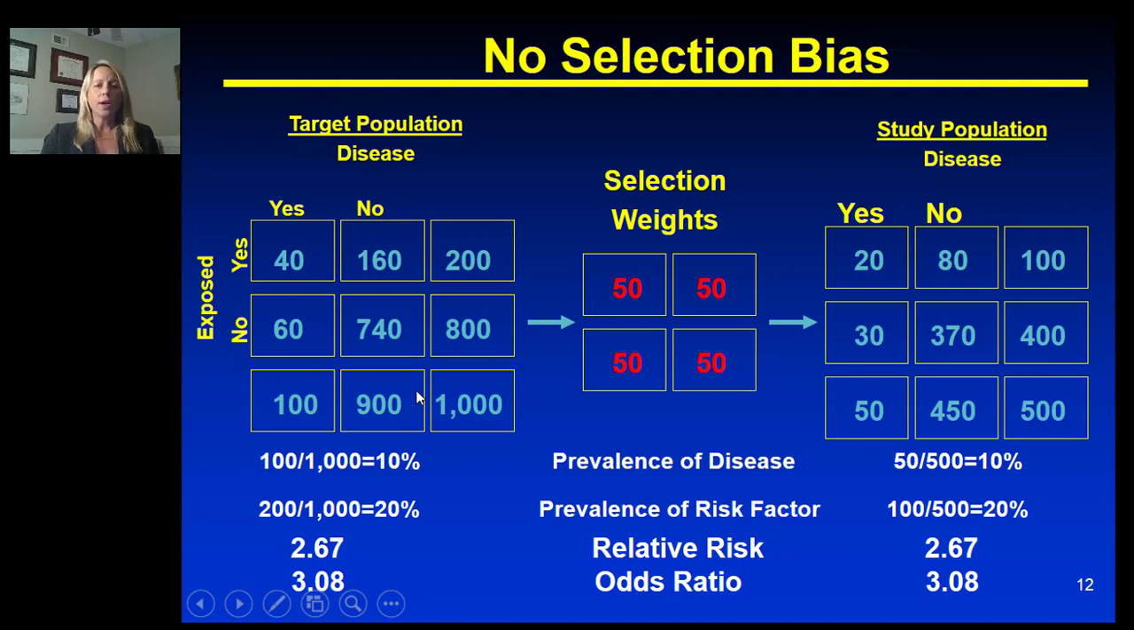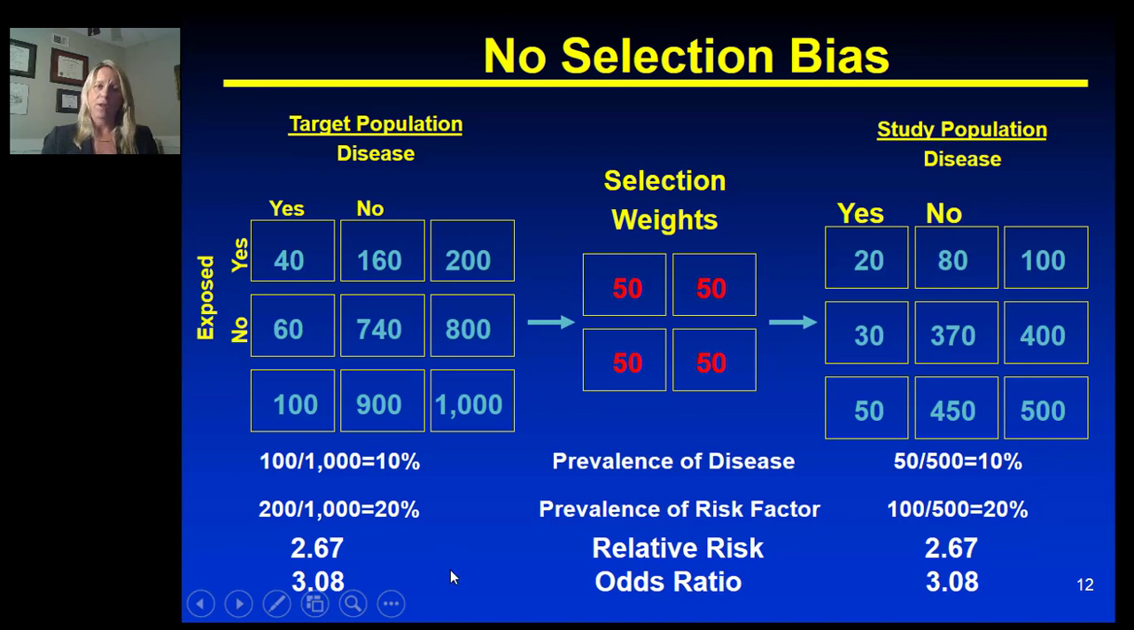So in our target population, if we have a measure of the prevalence, let's say in this case it's calculated as 10% for the disease, given our sampling weights were equal, the prevalence of disease in our study population is also 10%. Similarly, if the prevalence of the risk factor is calculated, we find it's 20% in our target population. Given the equal weighting, it's also 20% in our study population.